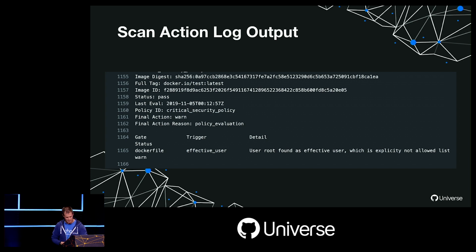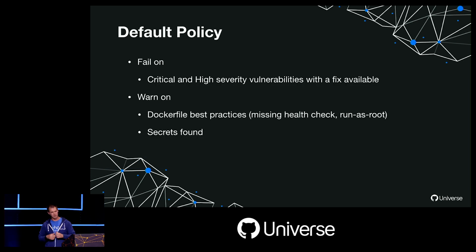So that's an example. The default policy that we include with the action will fail on critical and high vulnerabilities with fixes available. So again, it's things that you can take action on directly and immediately without a lot of noise. Of course, you can expand this and customize it as much as you need to later on. And it will give you warnings for Dockerfile best practices, such as the one we just saw around the non-root, but also for missing health checks, or if it finds anything in the container that looks like secrets.